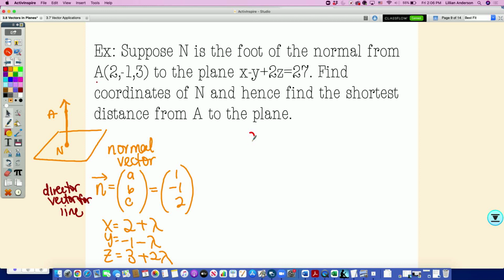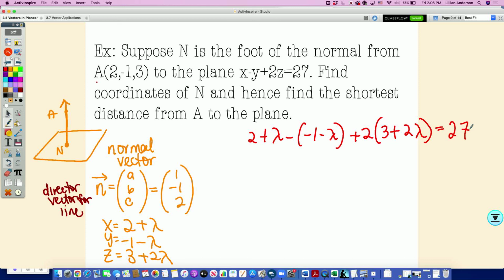So, 2 plus lambda minus a -1 minus lambda. Be careful because since it's a minus y, we want to make sure we subtract all of y. Plus 2 times 3 plus 2 lambda is equal to 27. Again, we need to find the coordinates of n, and we do that by taking the parametric equations and plugging them into the equation of the plane to find lambda. Can you go ahead and find lambda?